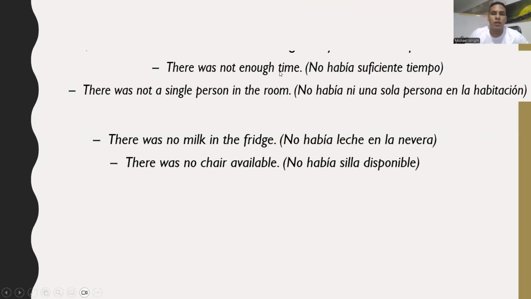So there was not enough time. No había suficiente tiempo. There was not a single person in the room. There was no milk in the fridge. There was no chair available.